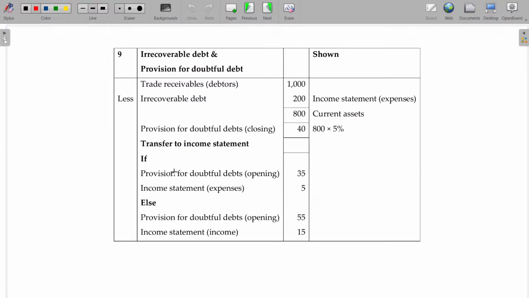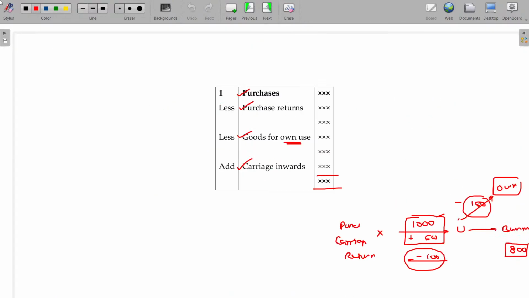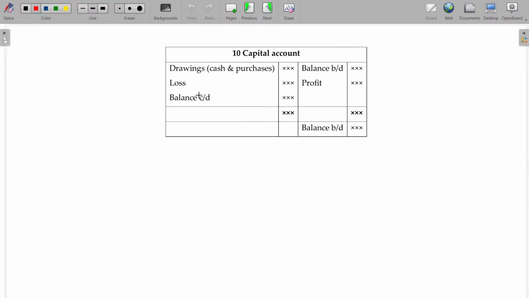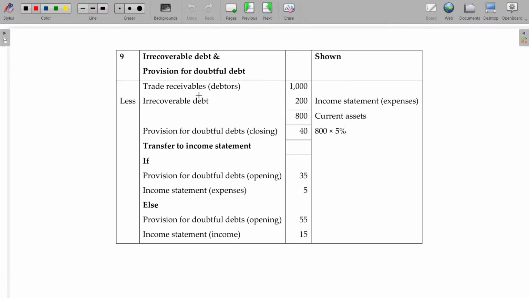Now, what happens for the 9th one? Irrecoverable debt and provision for doubtful debts. We have already seen a list of expenses. Here we have completed the depreciation concept. Now I am going to teach you irrecoverable debt and increase or decrease in PDD. How can we adjust these two? Is that clear? 9th adjustment. Okay.